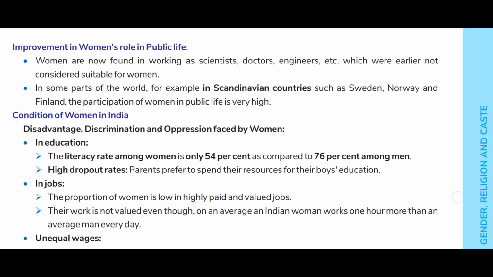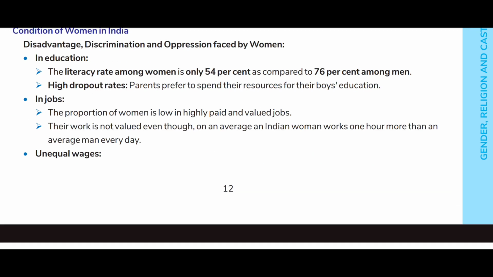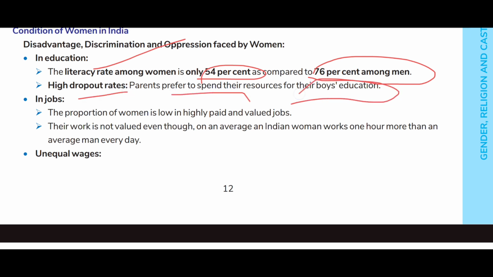Condition of women in India. Disadvantage, discrimination, and oppression faced by women. In education, the literacy rate among women is only 54% compared to 76% among men. High dropout rates. Parents prefer to spend their resources for their boys' education. And in jobs, the proportion of women is low in highly paid and valued jobs. Their work is not valued even though, on an average, an Indian woman works one hour more than an average man every day.